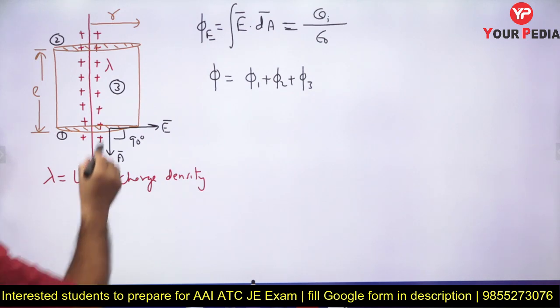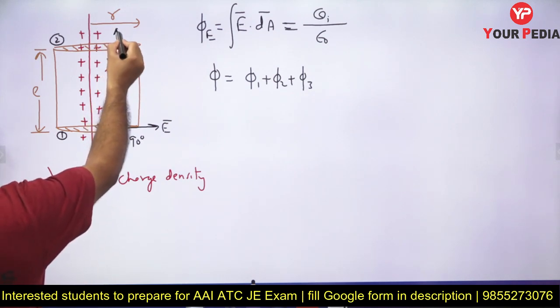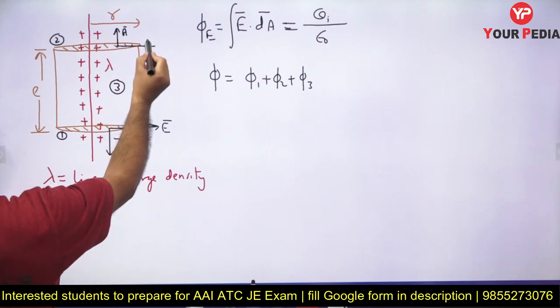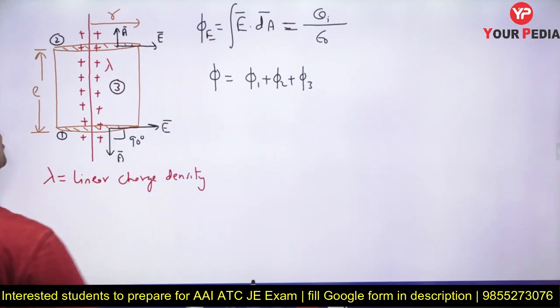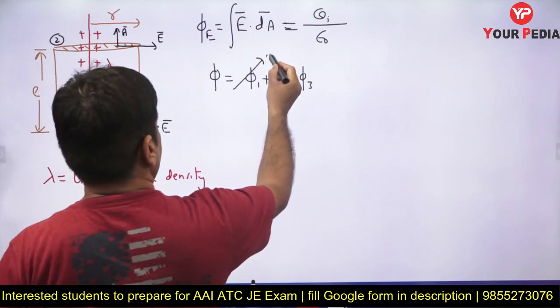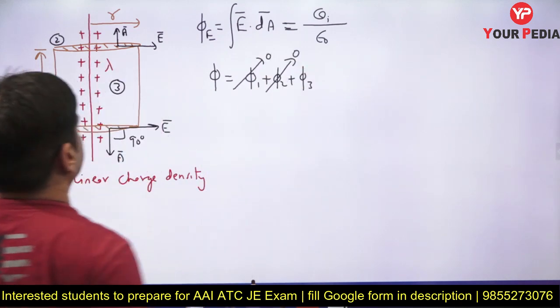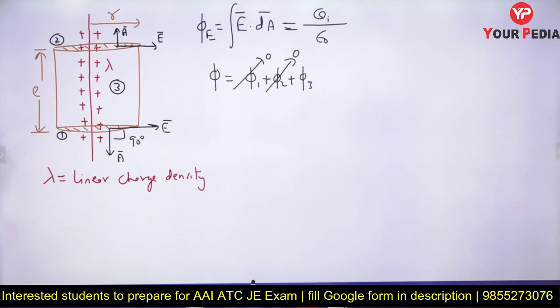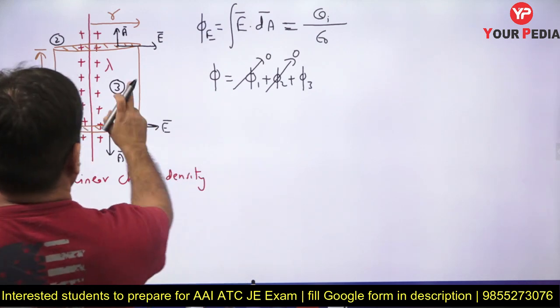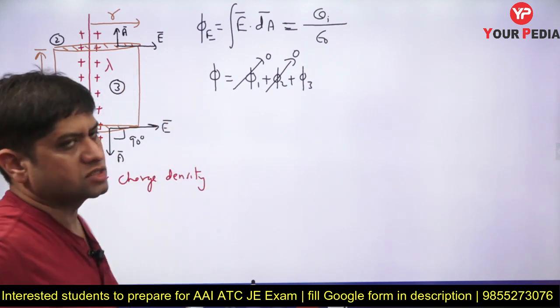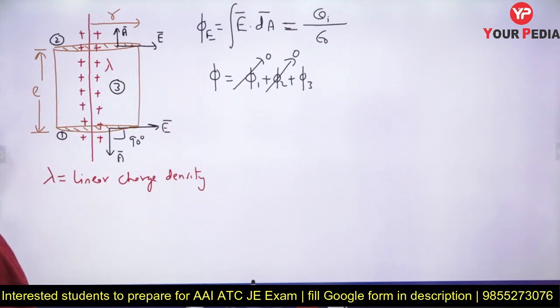Now if you see the first and second, the area vector and electric field vector are perpendicular to one another, and hence phi 1, phi 2 will be equal to 0. These two will be equal to 0 because area vector and electric field vector are at 90 degrees to one another, and the only flux is now because of this curved surface of the cylinder.